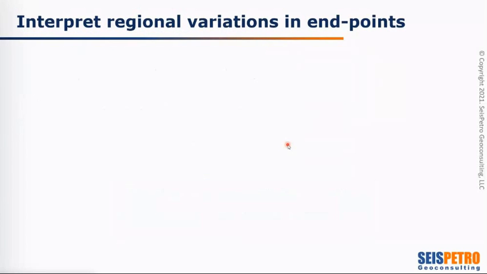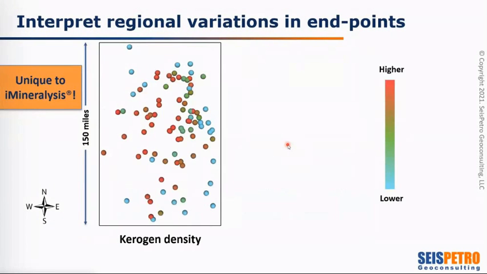So a few quick examples here with the maps. We can show maps of variations of endpoints, and this is unique to iMineralysis, and I want to emphasize that. With all other software, you get the volumes of minerals. Here, you also get the matrix coefficient. So we're mapping here an example of the kerogen density, and in this basin, we know that the center of the basin is the hotter place of the basin, and you can see an increase in the kerogen density, which is an indication of kerogen maturity.